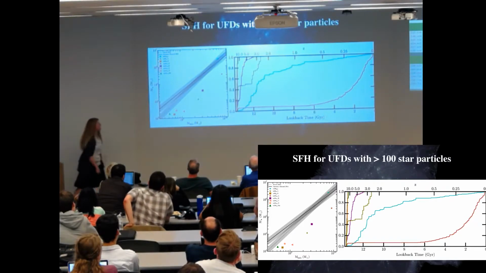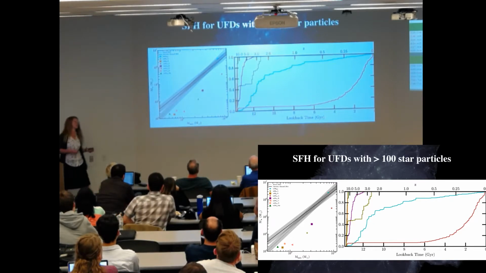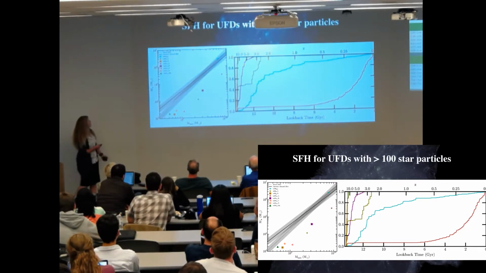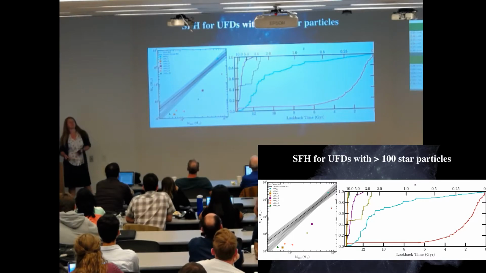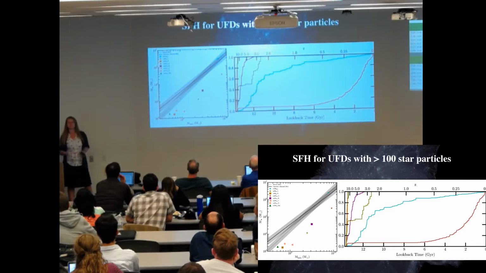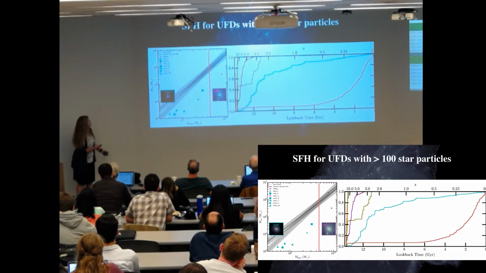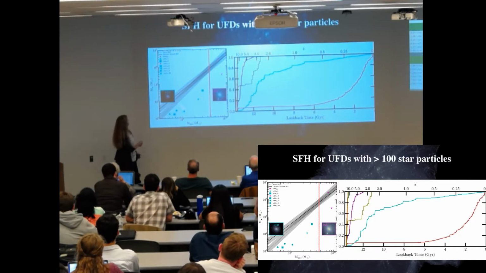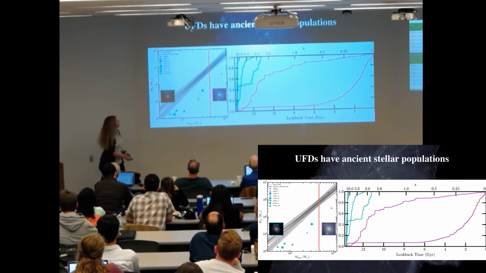Okay, another prediction I made in 2015 that we can now check with actually really resolved galaxies is star formation histories. So I predicted that everything in a dark matter halo mass of less than a few times 10 to the 9 would have uniformly ancient stellar populations. So if we play this game where we split up our galaxies into ultrafaints on this side of the line and dwarf irregulars on the right, we look at the star formation histories, voila, prediction confirmed, this time with far more star particles.